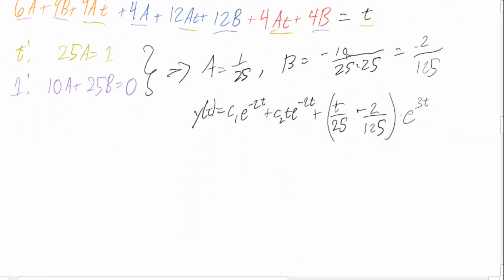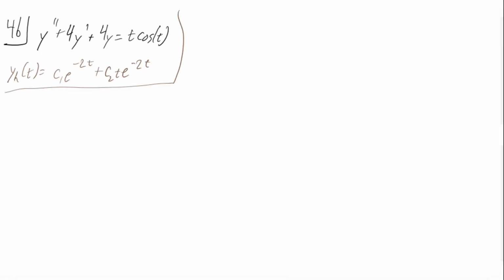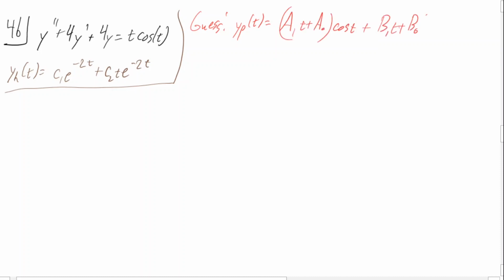Let's look at a similar example with the same homogeneous part, but this time the non-homogeneous part is t cosine of t. So we have the same homogeneous solution. Our guess should be a general degree 1 polynomial times cosine, and we also want a sine term in there, so a general degree 1 polynomial times sine. So we have 4 constants.